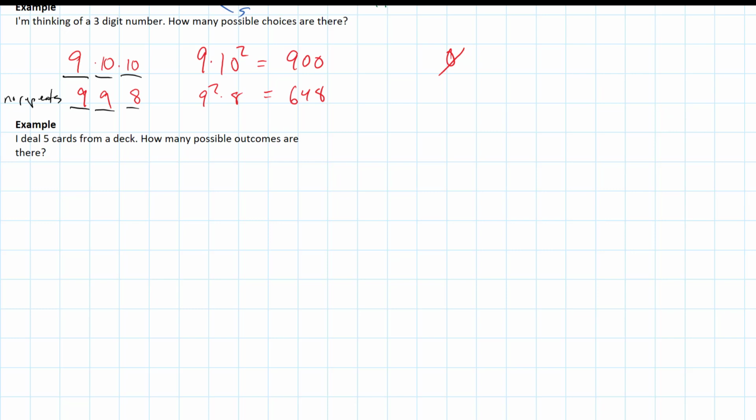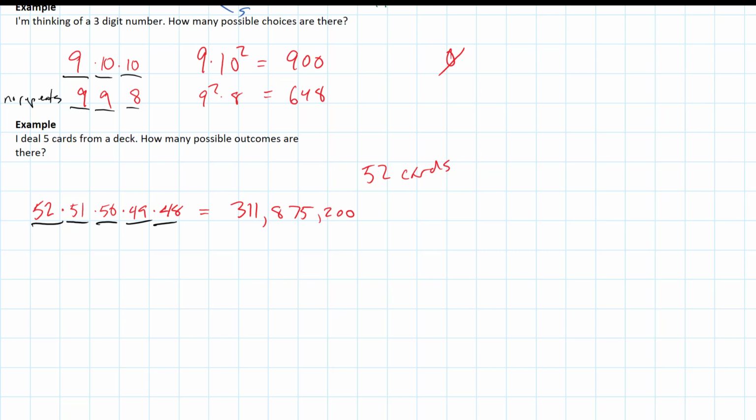Let's imagine that I deal 5 cards from a deck. How many outcomes are there? Well, 5 cards. I'm going to do 5 slots. 1, 2, 3, 4, 5. So in a deck of cards, there's 52 overall cards. So the first card that I deal out, there's 52 possible options. And after that, there'll be 51, then 50, then 49, then 48. All we have to do, using the fundamental counting principle, is multiply it out, and I get this many possible hands dealt out 5 cards from a deck.